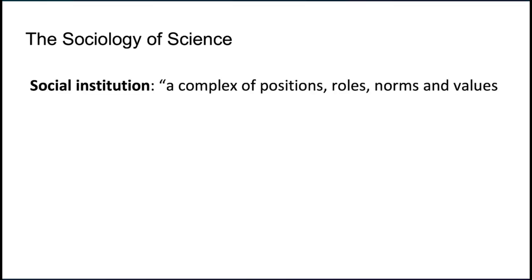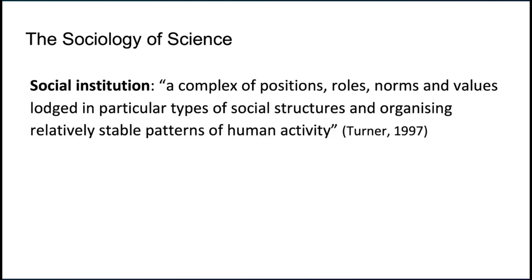Now let's look at that definition again, but in simpler terms. A complex of positions, roles, norms, and values. This just means that there are different parts and expectations within each social institution. For example, in a family, you have parents, children, grandparents, and each of them has their own roles and expectations. The definition goes on, organizing relatively stable patterns of human activity. This part is saying that social institutions help organize how we do things in society.